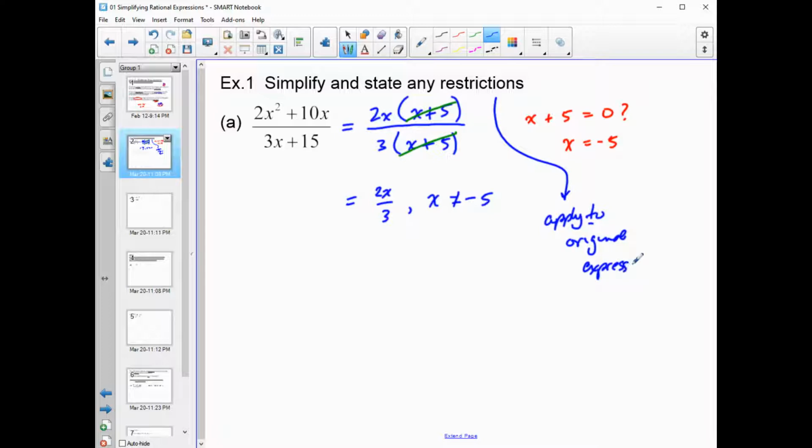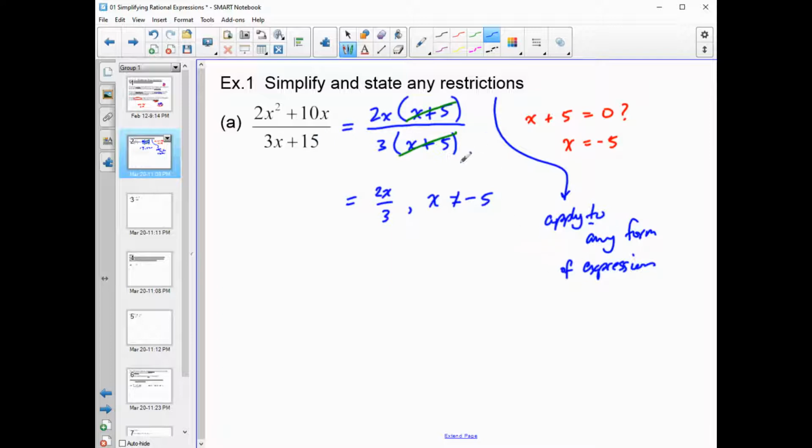And you need to keep that in mind. So no matter how you may manipulate your expression as you go, we have to consider restrictions throughout the entire pathway. And it can actually even get a little bit more complicated than this. I should say, rather than apply to the original expression, they apply to any form. That's a better way of saying it. They apply to any form of the expression, any stage as you're simplifying, you still have to consider restrictions for it.